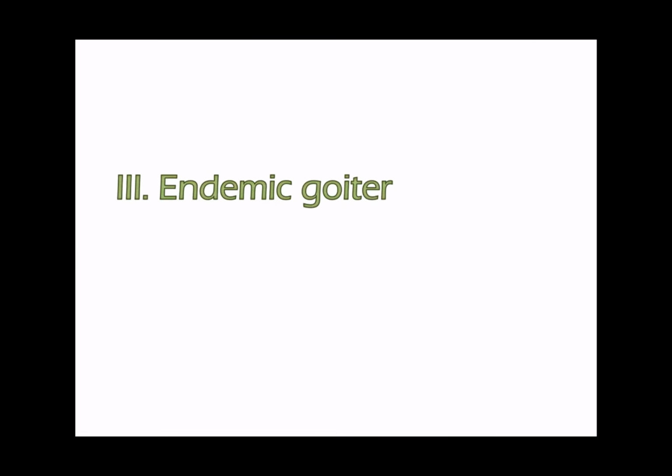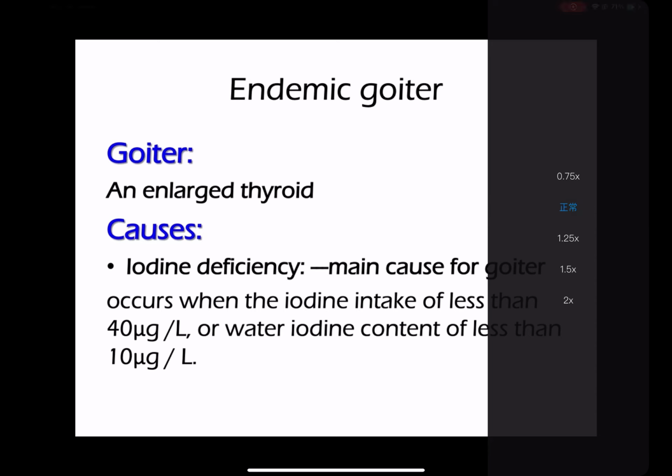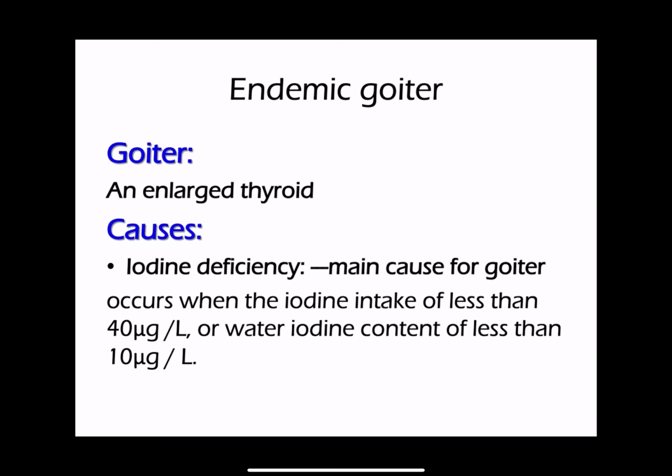Let's move to endemic goiter. Goiter means enlarged thyroid, and there are several causes for goiter. The first and the main cause for goiter is iodine deficiency. Goiter occurs when iodine intake is less than 40 microgram per liter or water iodine content is less than 10 microgram per liter. This is the main cause of goiter.